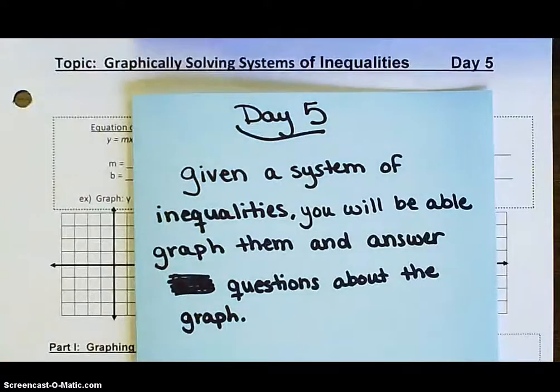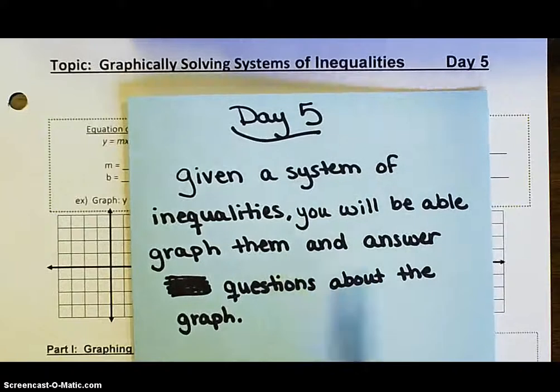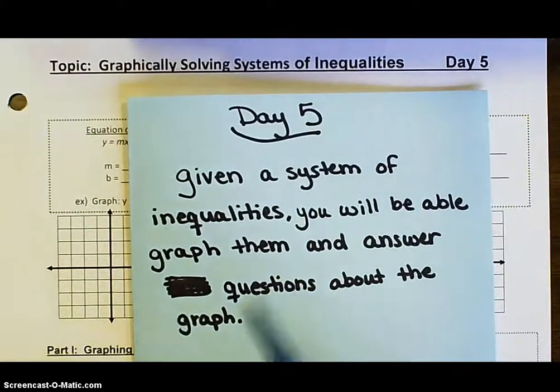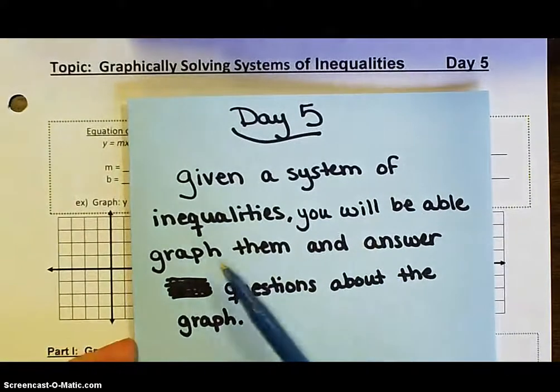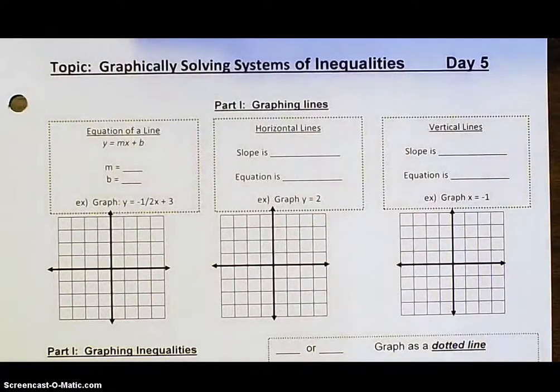Welcome back to day number 5. Our goal for today, given a system of inequalities, you will be able to graph them and answer questions about the graph. All right, so before we get to graphing inequalities, let's just review simply graphing of our lines.